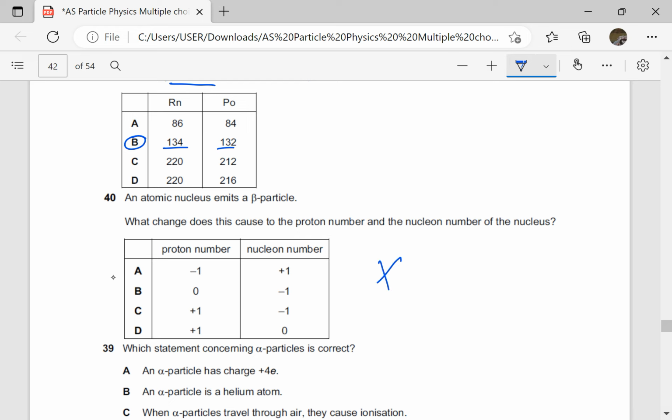So let's say nucleus X emits a beta particle to form nucleus Y plus beta minus, 0, negative 1. So Z is going to increase by 1, and A does not change. So nucleon number does not change, but Z increases by 1. So proton number is plus 1. The answer will be D.